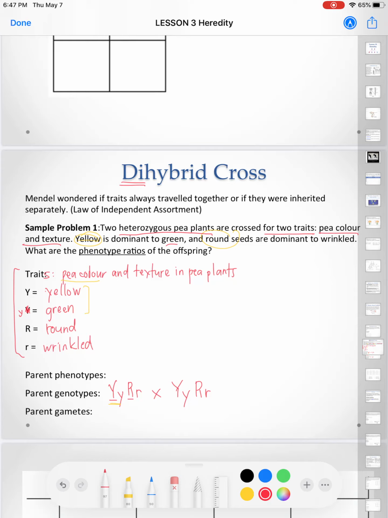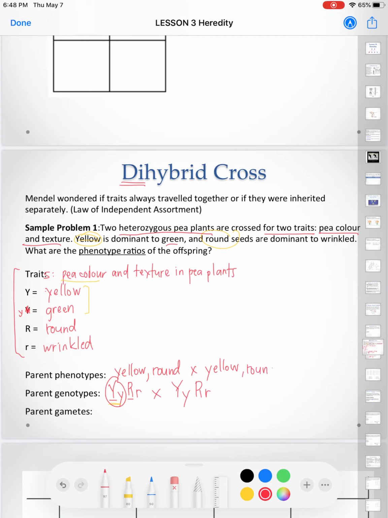So that means that is going to represent a yellow. This is going to be a yellow plant. So we're going to put yellow, which is dominant. A yellow round individual. Okay, so that plant is a yellow round parent, crossed with another yellow round parent.